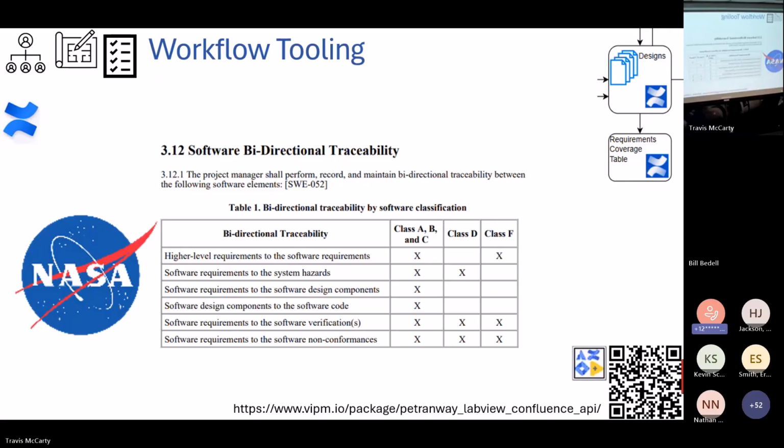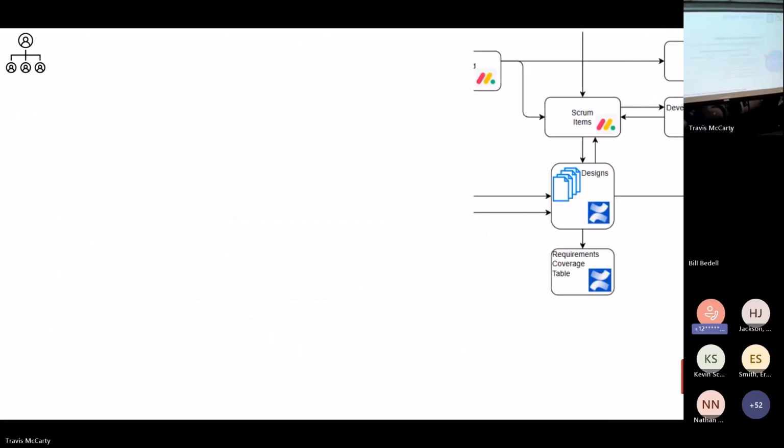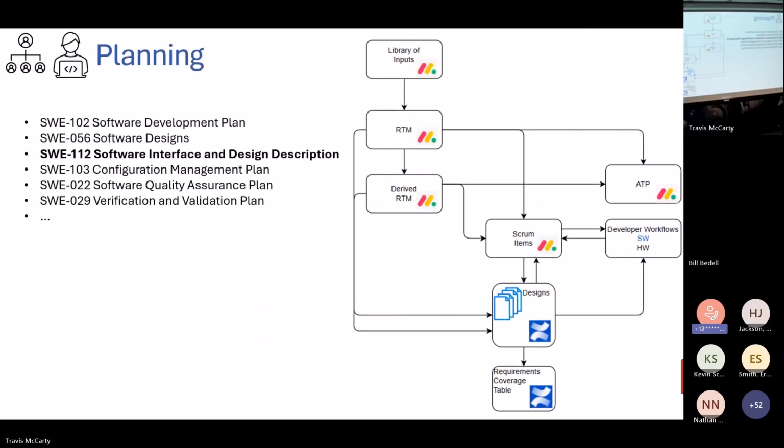Oh. Did I mention you need APIs for your tooling? All right, so not only do we need to link designs and requirements and create those things, there's lots of other things we have to create, like a software development plan. Certainly our software designs, great. The software interface and design description.